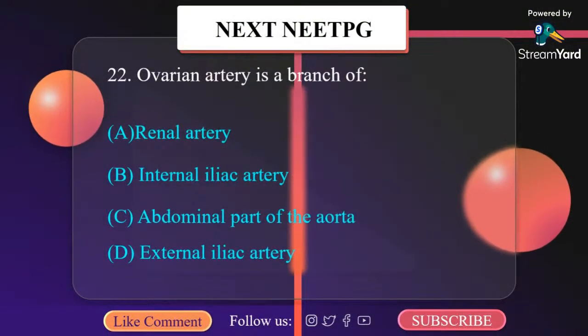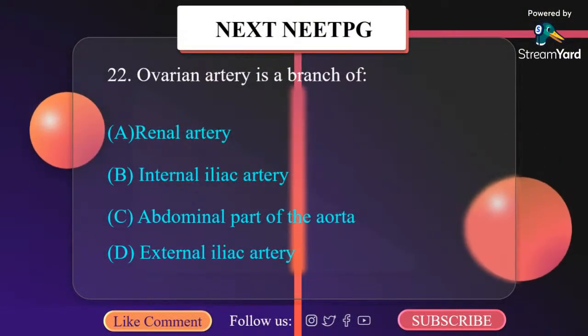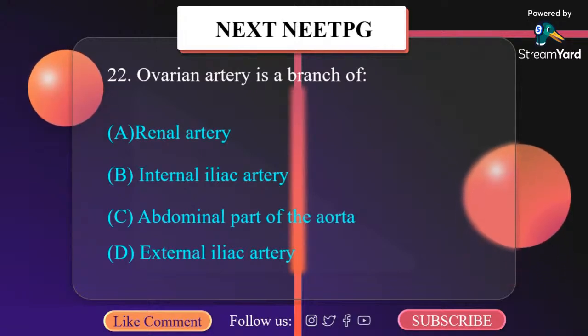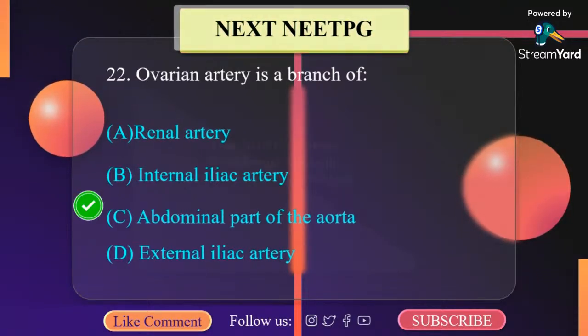Ovarian artery is a branch of: A. Renal artery, B. Internal iliac artery, C. Abdominal part of aorta, D. External iliac artery. It is the abdominal part of aorta.